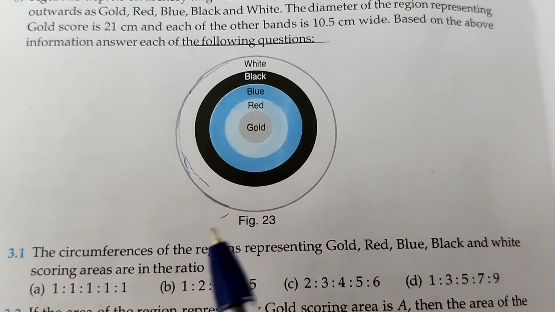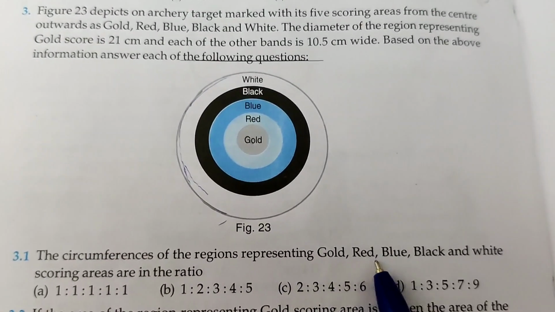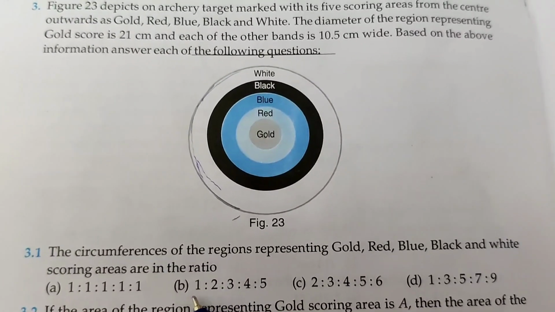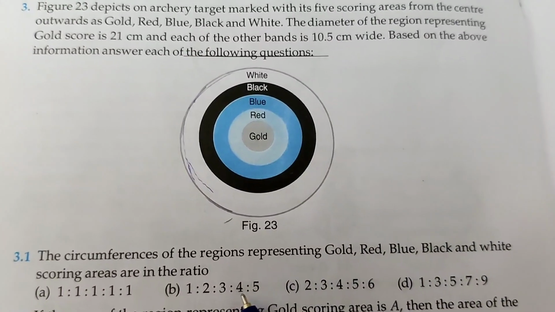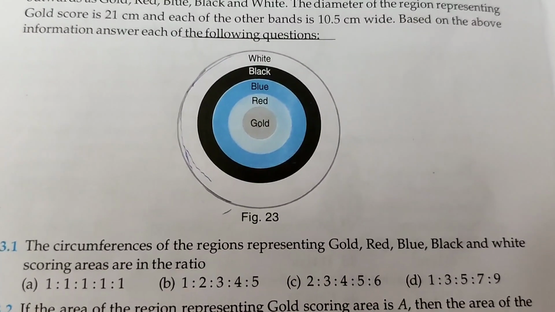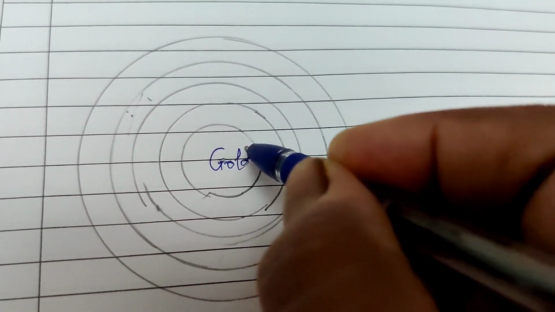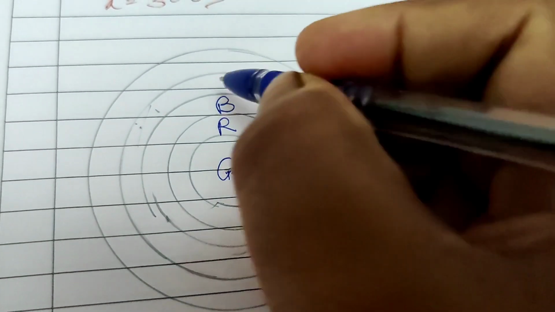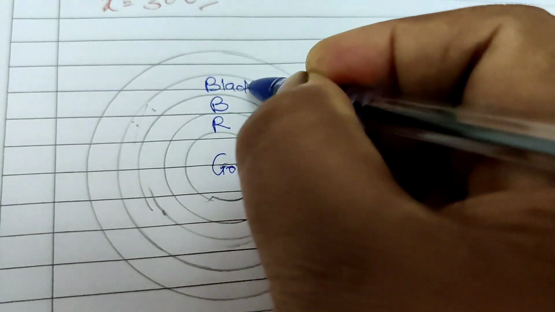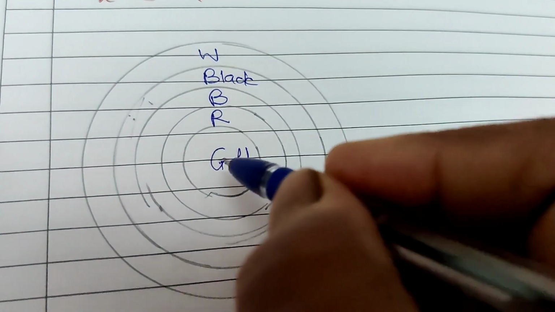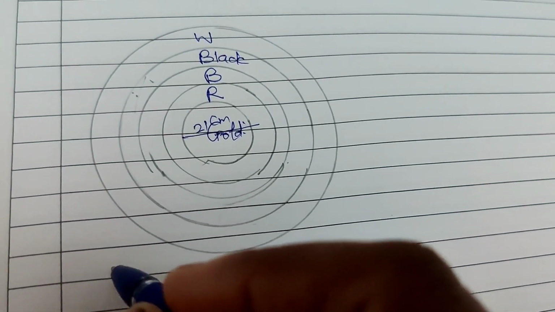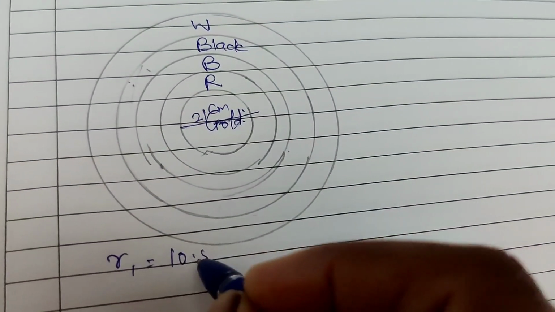Now the circumferences of the regions representing gold, red, blue, black and white scoring areas are in the ratio. So first we have to find all the circumferences, then we can give the answer. This is the figure. Here is the gold color, in between the gold, then red, blue, black and white. These are the 5 regions. And the diameter of the gold is 21 centimeter. It means the first radius R1 is 10.5 centimeter.